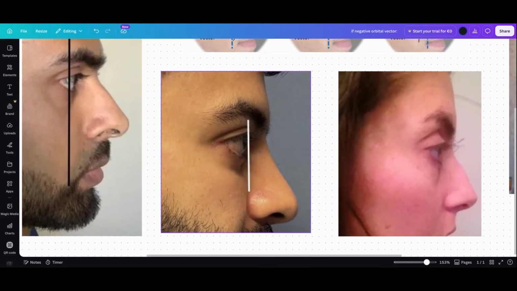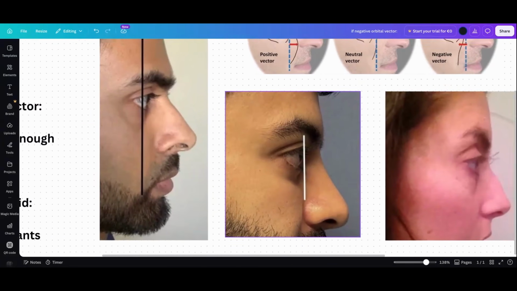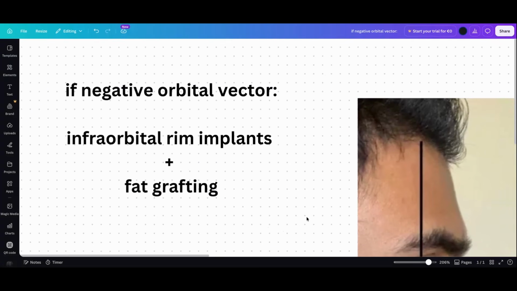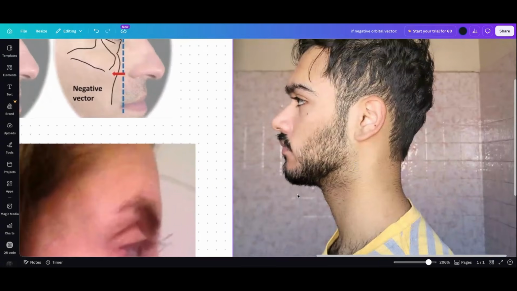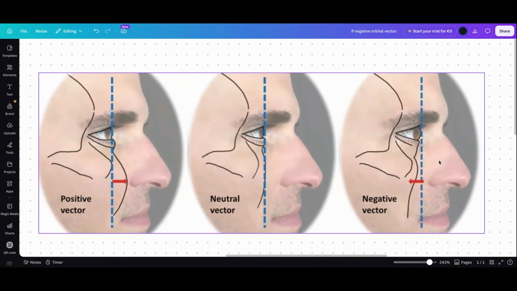Jaw fillers have a lower risk of migration, but the risk still exists. However, with things like the eye area, there's just a much higher risk. So if you have a negative one, I would do both the infraorbital rim implants and also the fat grafting. You have to analyze your side profile to see if you actually fall into this category.